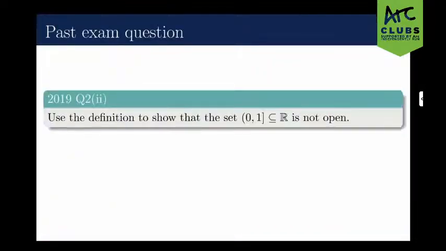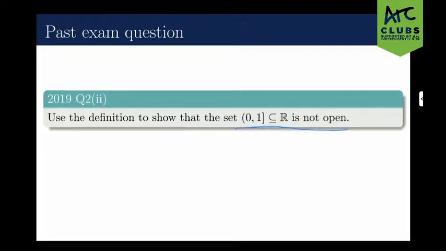Okay, so I guess we'll start off with the first example. This one should be fairly simple. From the 2019 paper, we want to use a definition to show that this set is not open. So as usual, what we want to do is start off from our definition.